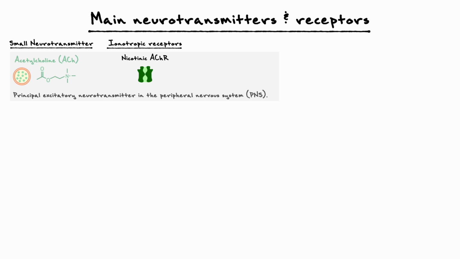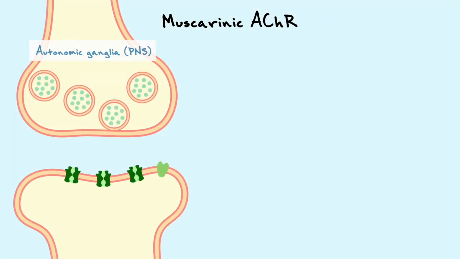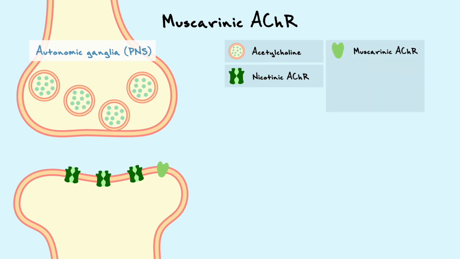Now, for the moment, we've only talked about acetylcholine in the peripheral nervous system, but it turns out that acetylcholine is also important in the central nervous system. Acetylcholine effects in the central nervous system are mostly mediated through a metabotropic receptor, and that receptor is called the muscarinic acetylcholine receptor. So, to complete our picture on acetylcholine, let me explain how this receptor functions. To do so, let's take a look at a cholinergic synapse in the autonomic ganglia of the peripheral nervous system. The synapse presynaptically releases acetylcholine, and the postsynaptic cell contains nicotinic acetylcholine receptors, as well as muscarinic acetylcholine receptors.